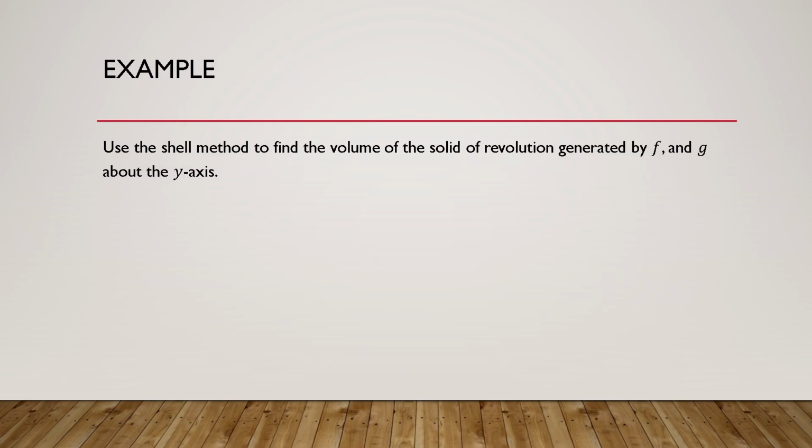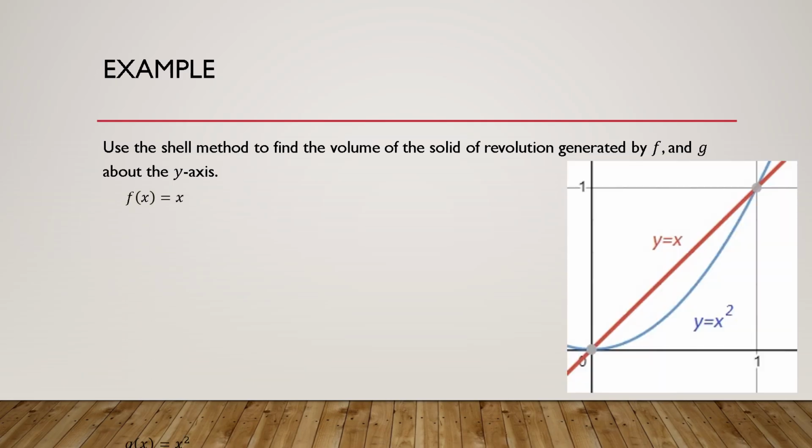As an example, use the shell method to find the volume of the solid of revolution generated by f of x equals x and g of x equals x squared about the y-axis. To determine the boundaries of our integral, we set x equal to x squared and solve. x squared minus x equals 0. x times the quantity of x minus 1 equals 0. x equals 0, x equals 1. This is also depicted on the graph as the two points where the functions intersect.